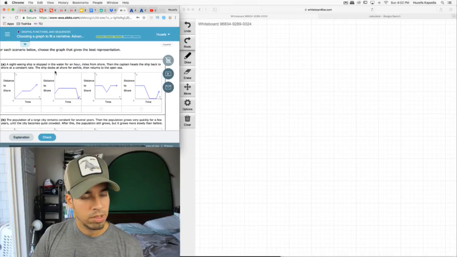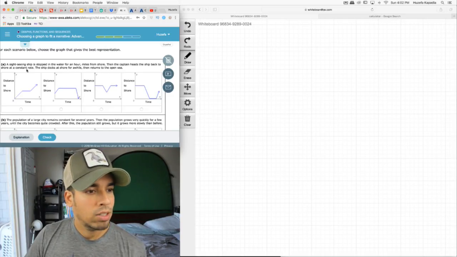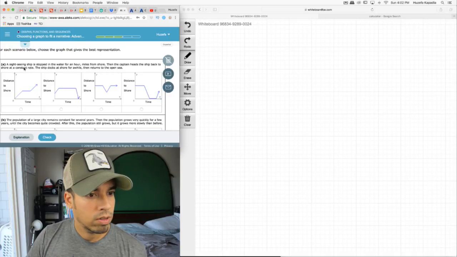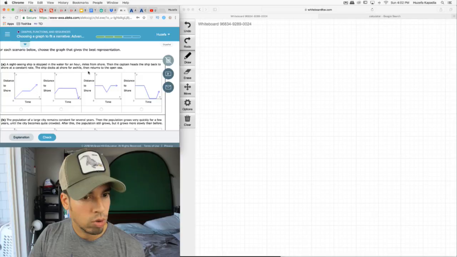A sightseeing ship stopped in the water for an hour miles from the shore. We're talking about distance to the shore. So it stopped a mile from the shore. Then the captain heads the ship back to the shore at a constant rate. The ship docks at shore, then returns to the open sea.